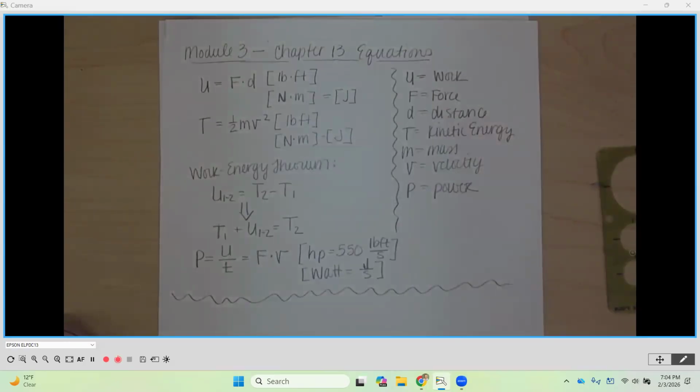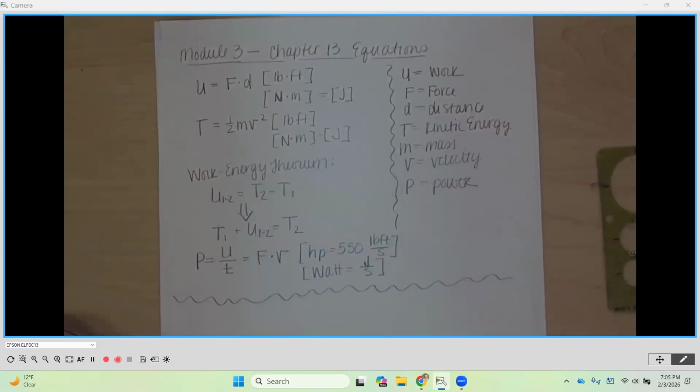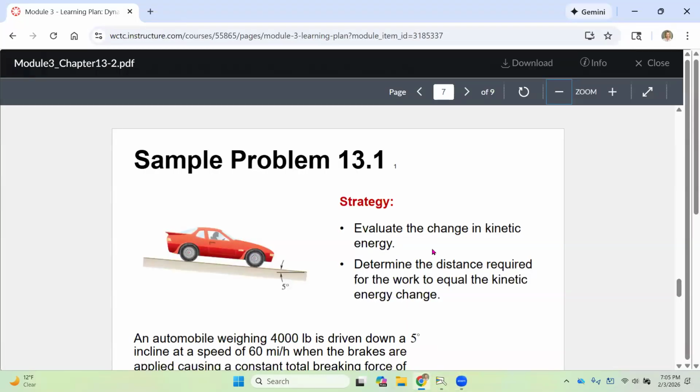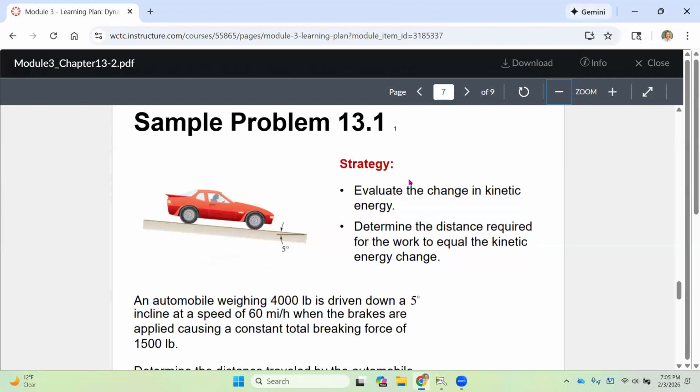All right. So with that, we're going to look at our first sample problem, or practice problem, and then we'll reference our sheet here as we need to. Our first practice problem is sample problem 13-1, which is found on page 809 in your book.